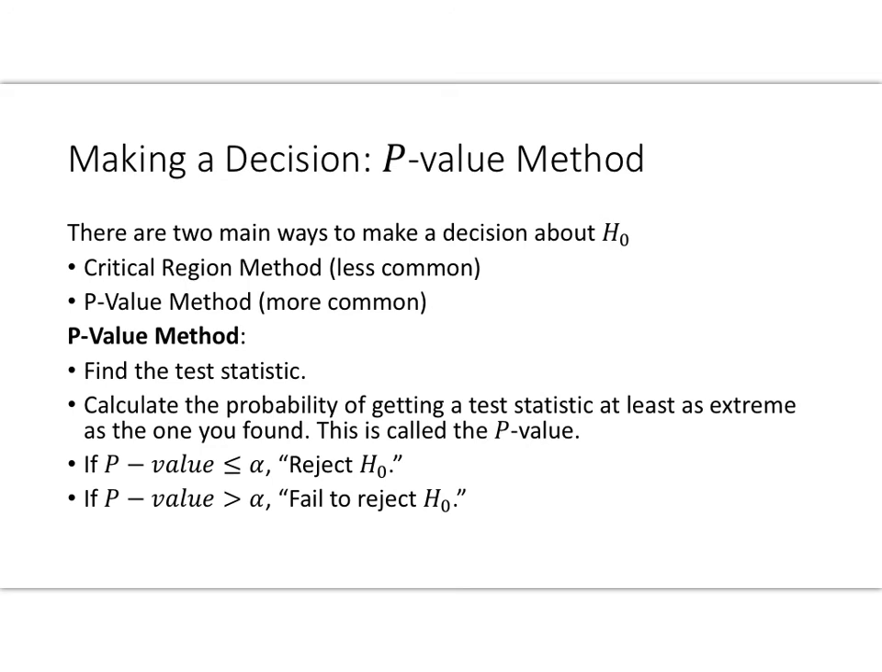So the p-value method: we find the test statistic, calculate the probability of getting a test statistic at least as extreme as the one you found, called our p-value, and then if the p-value is less than or equal to alpha, we will reject the null, and if it is greater than alpha, we will fail to reject the null. So this is something that you really need to make sure that you're remembering or put on your note card. You're going to be comparing p-value to alpha.